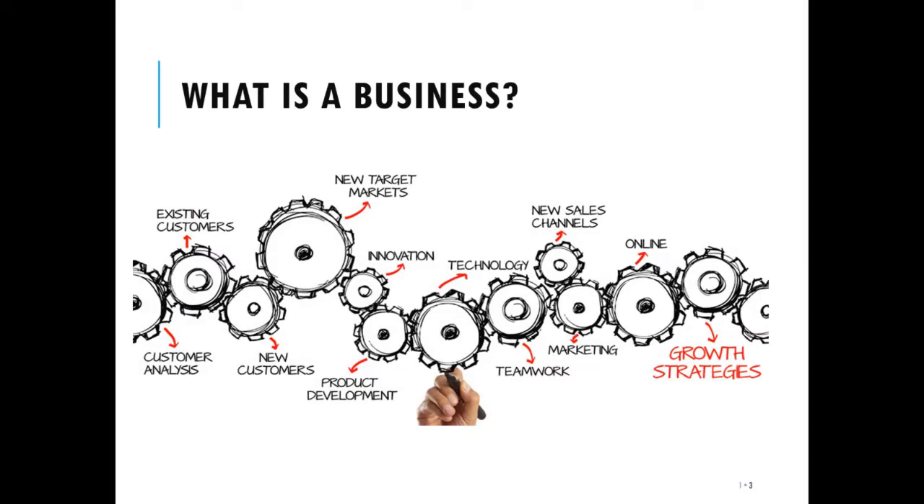First, when we talk about the concept of business, we talk about this graph. In this graph, we can see all these different wheels or cogs working together in a very organized way. This graph represents the concept of a business, because a business is an organized effort of individuals who come together to produce and sell goods and services for a profit. And these goods and services are meant to satisfy a need in the society.